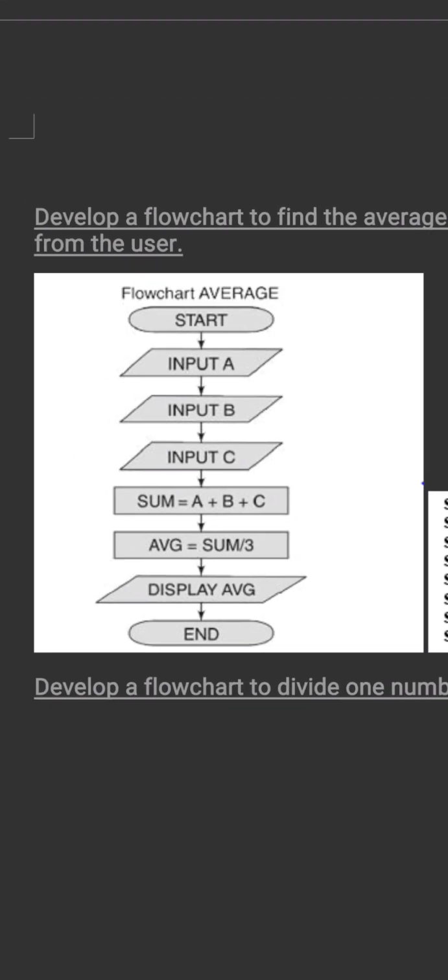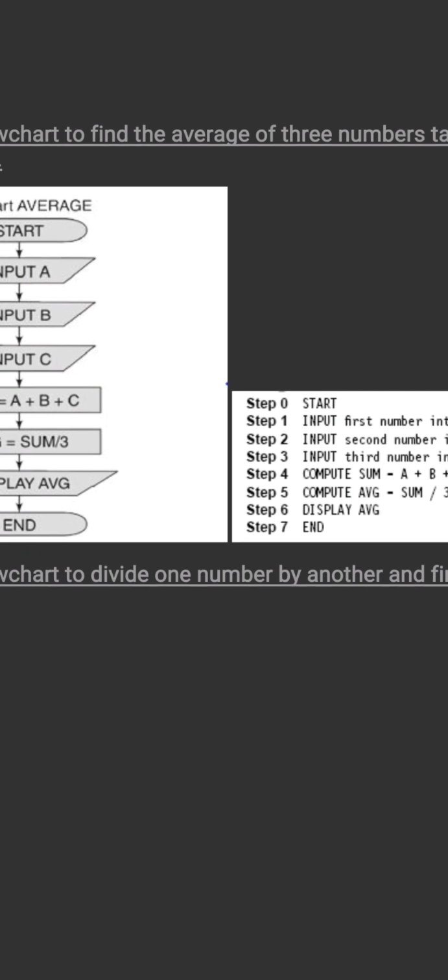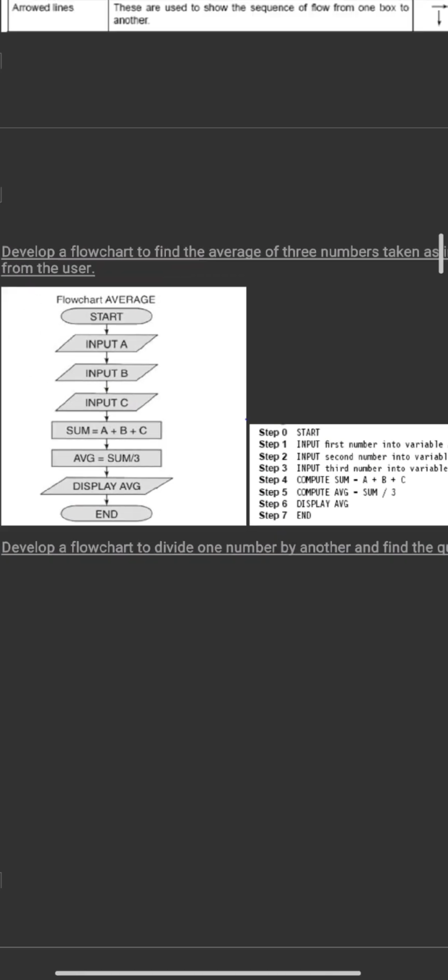First step, they are starting, and second step they are inputting A, and the third step input B, and the fourth step input C, and then they are computing the sum, and then they are computing the average, and finally they are displaying and ending the process. This is nothing but the graphical representation of algorithm. In algorithm we are mentioning it by step 1, step 2, step 3, and here we are representing it diagrammatically.